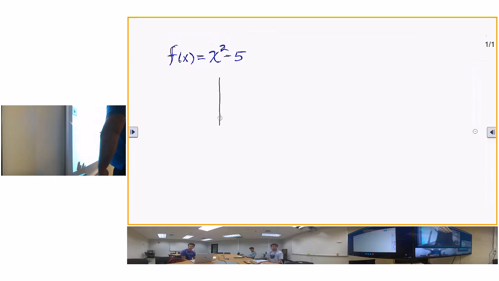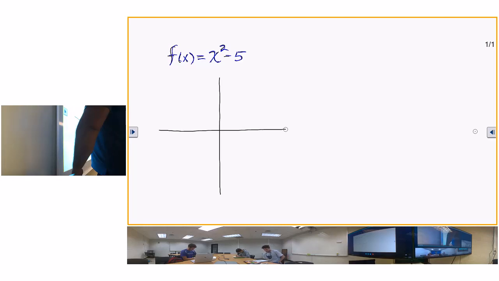I want you to draw in your notes the parent graph, and we know it's a what function? It's a parabola, so it looks like that. No sneezing in class, please.